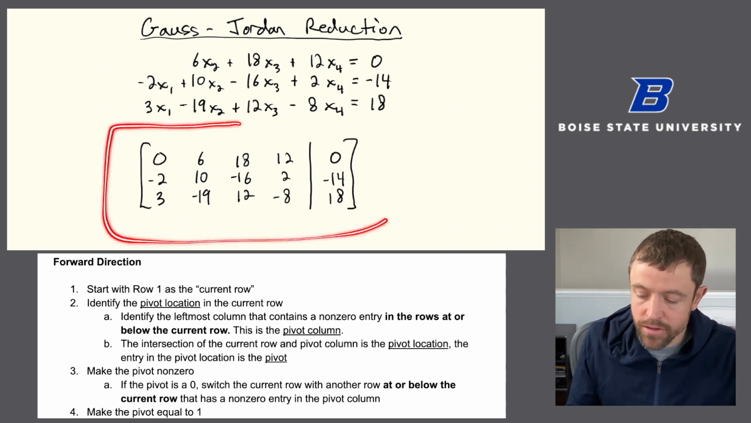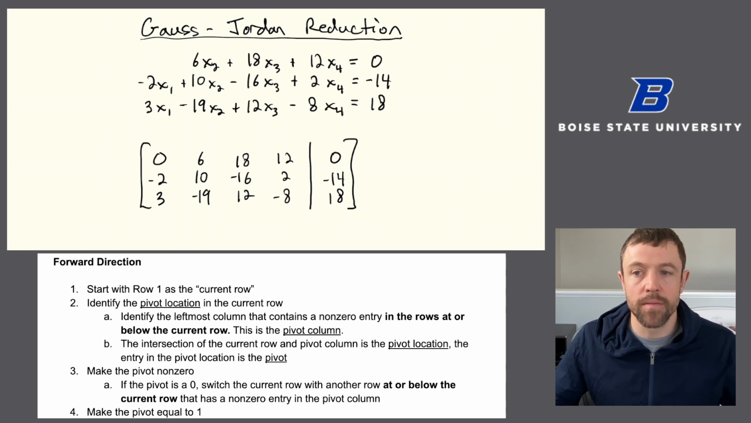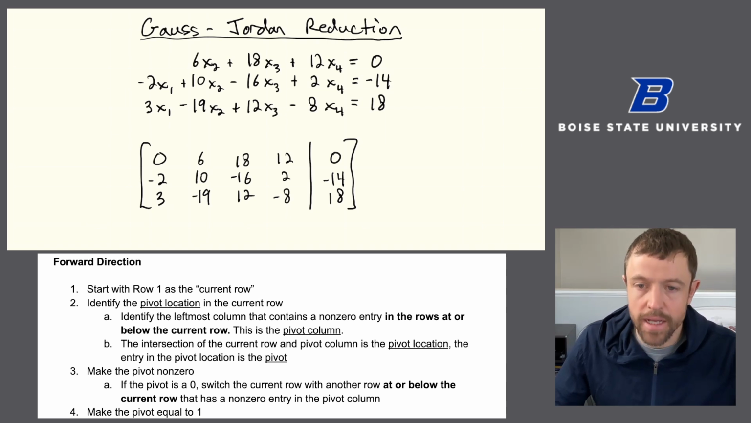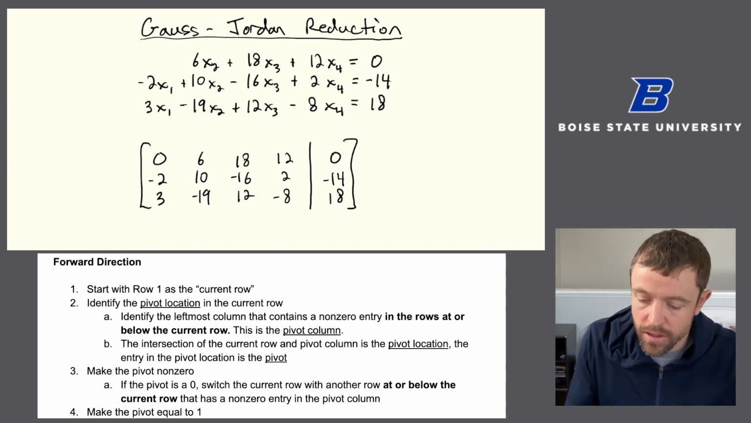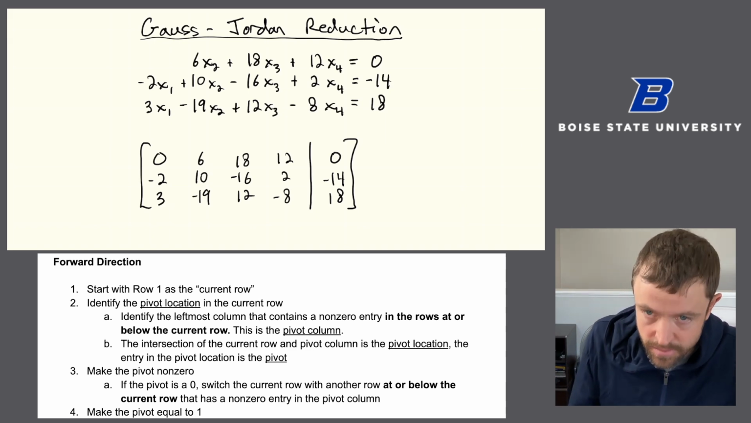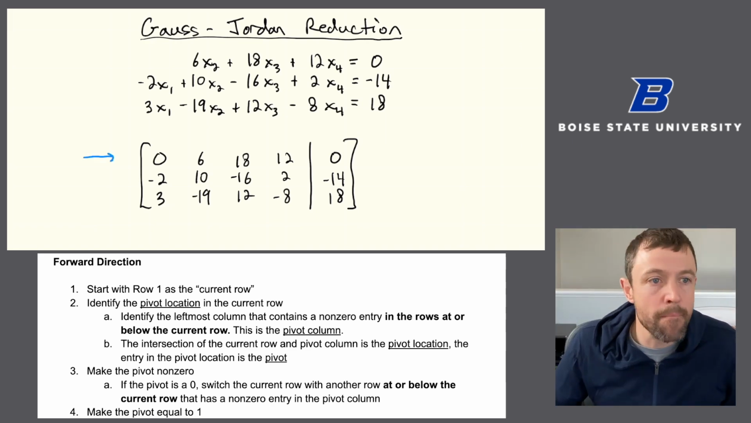So we have this matrix here, and we can only look at this matrix and only look at the step we're on, and we'll know what to do. It's not important that we can look back and see what we previously did, and we don't have to think ahead to what we're trying to do. We just follow the process. Okay, so let's follow the process. We're going to start with row 1 as the current row. So let's emphasize that here. This is our current row, row 1.